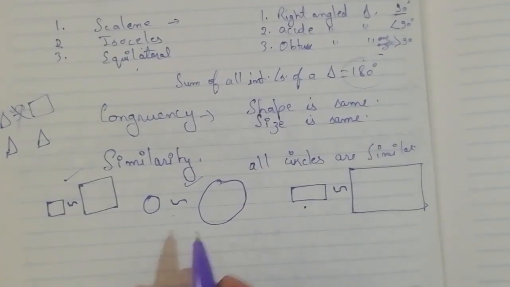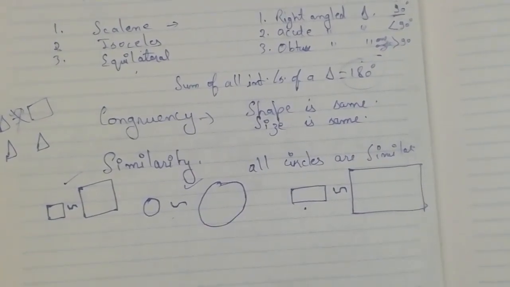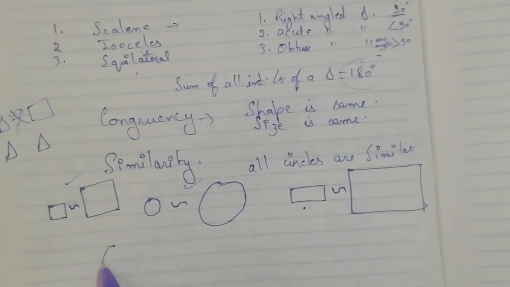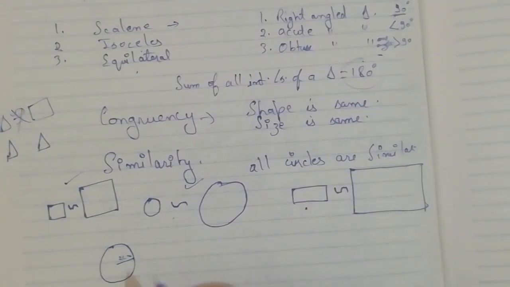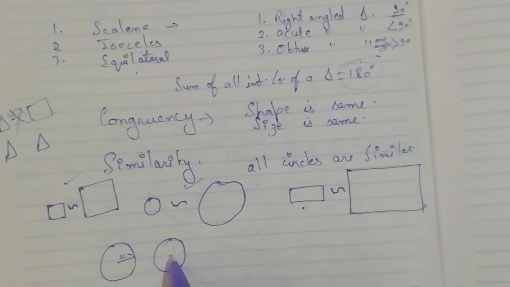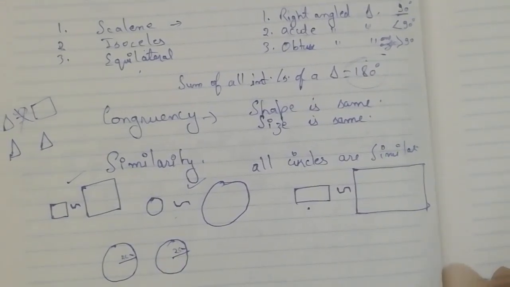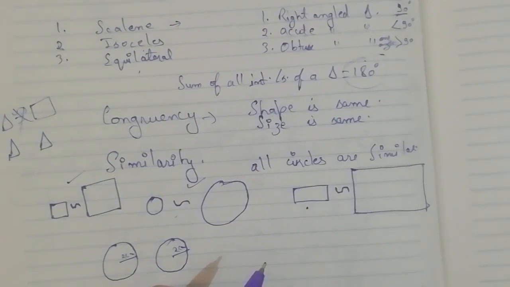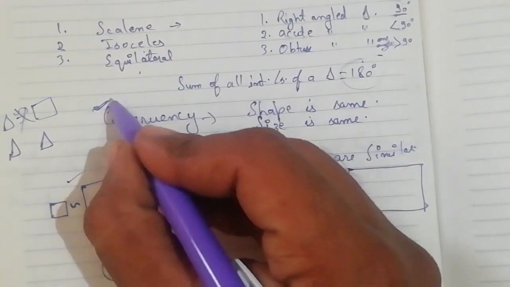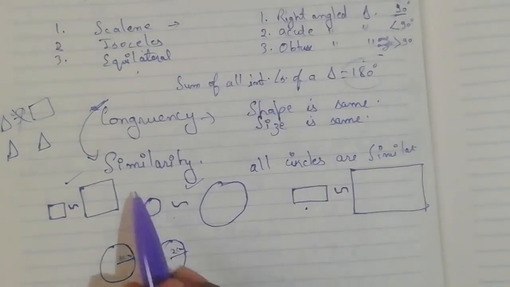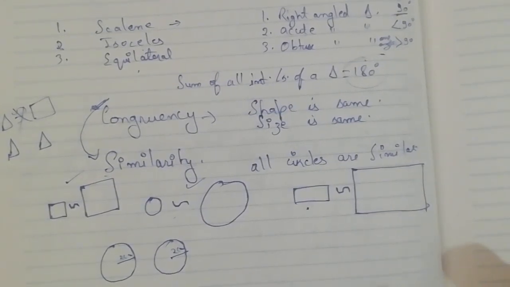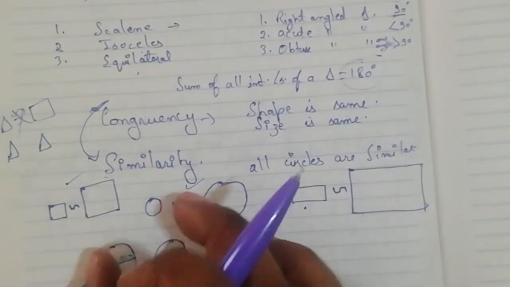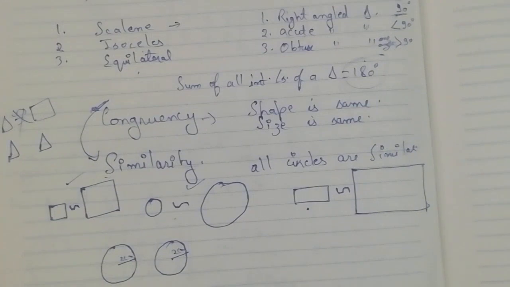Because for congruency their radius must be the same. Like if this circle is of 2 centimeter and we want to draw a congruent circle, then the congruent circle will also be of 2 centimeter radius. So yes, we can say that these are similar. Every congruent figure is similar, but every similar figure may or may not be congruent. They may be congruent, but they may not be congruent also.